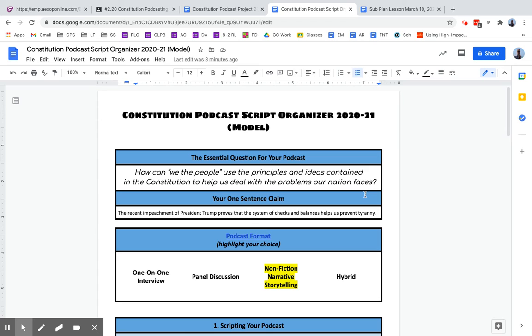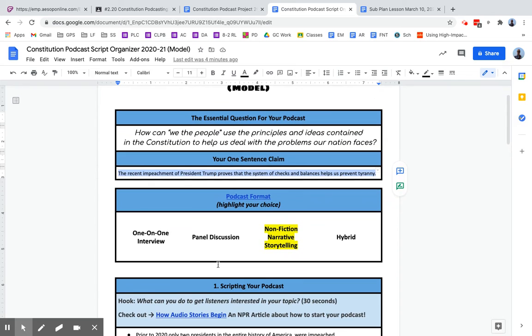Start by making a claim about your topic. My topic is about the second impeachment of Donald Trump, and my claim is, based upon my evidence, that the impeachment trial of President Trump proves that the system of checks and balances helps us prevent tyranny. That's the claim I've got to now prove using the evidence and in the script I'm now going to develop.